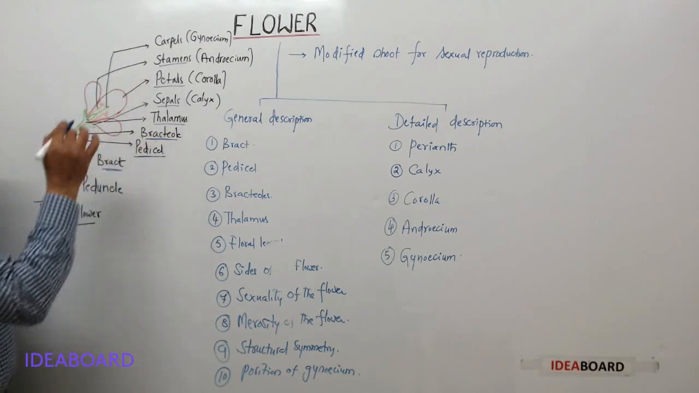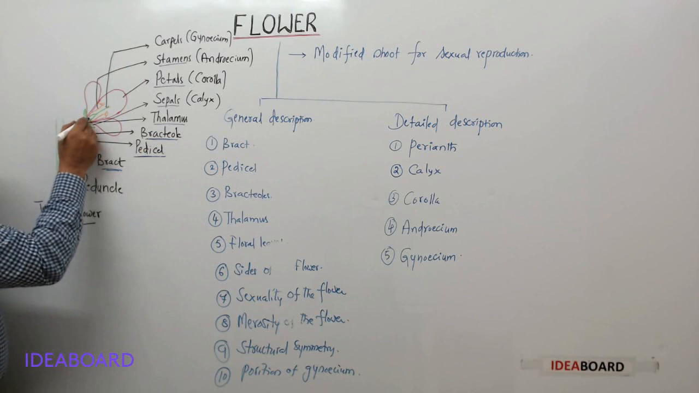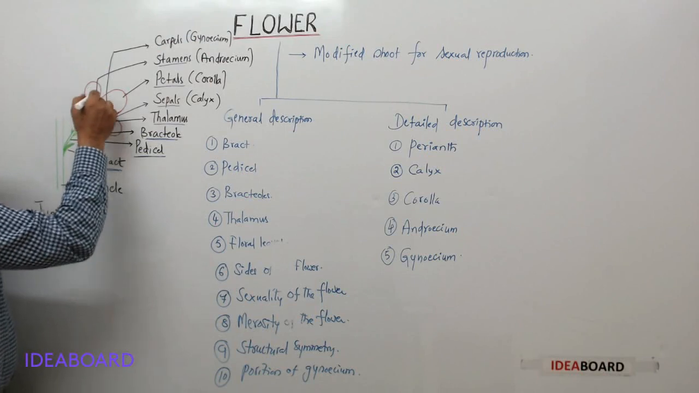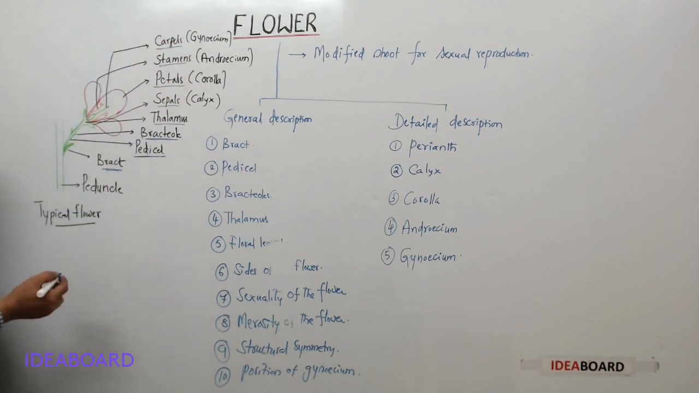and the collective name for the stamens is what? Androecium. And in the middle you will find what? The female sex organ, that is gynoecium, and the members of that gynoecium are called carpels. So these are the different parts in a typical flower.